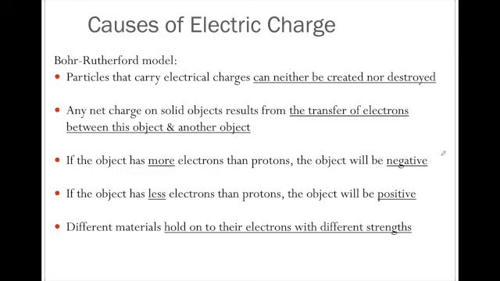Okay. What we call a net charge on solid objects results from the transfer of electrons between this object and another object. So remember what we're talking about. Electrons are how chemical reactions happen. We said that electrons can be transferred between atoms. Now, in the chemistry unit, we said this is how maybe a sodium atom gives up its electron to fluorine, which happens in a chemical reaction.